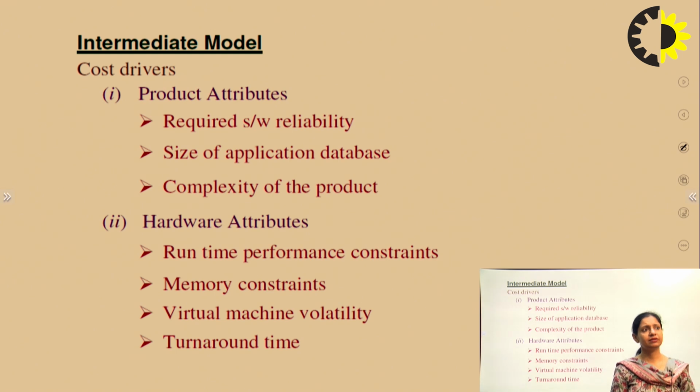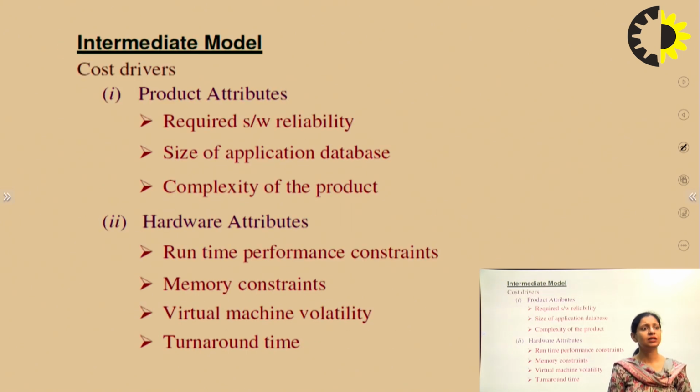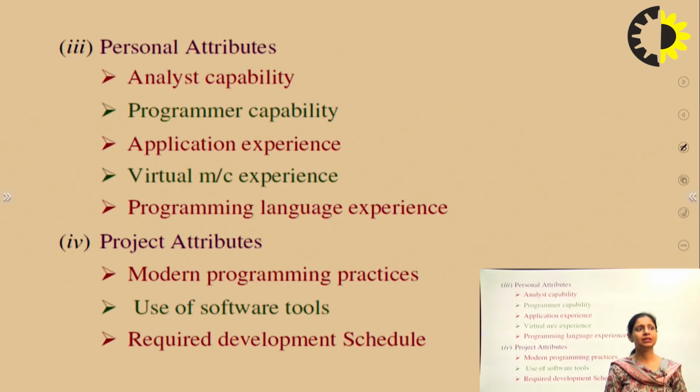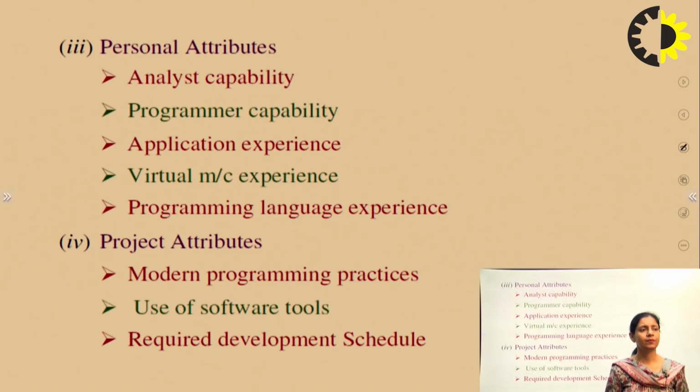So, these cost drivers are divided into 4 categories. We have the product attributes, the hardware attributes, the personal attributes and the project attributes. If we talk about the product, it talks about the software reliability, the size and the complexity of the product. When we talk about the hardware, it talks about the runtime performance constraints, the memory constraints, the virtual machine that would be required and the turnaround time of the machine.